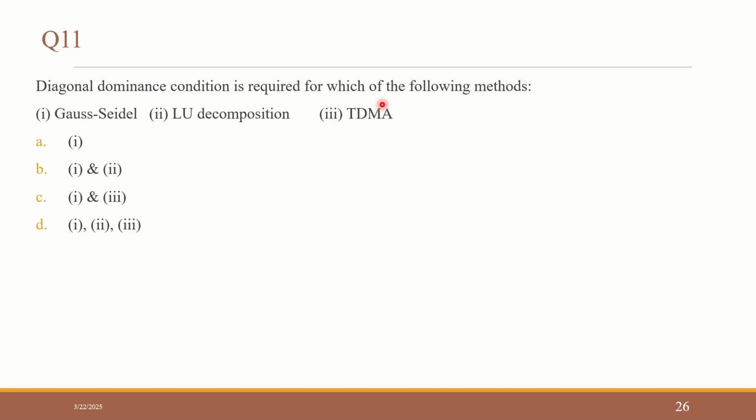When we are talking about diagonal dominance, Gauss-Seidel requires the diagonal dominance condition to be maintained, otherwise the method will not converge. LU decomposition does not require it, because it is simply dividing the matrix into a lower matrix and an upper matrix. Whereas the tridiagonal matrix algorithm also requires the diagonal dominance condition to be met. So option C is the right answer, that is 1 and 3.